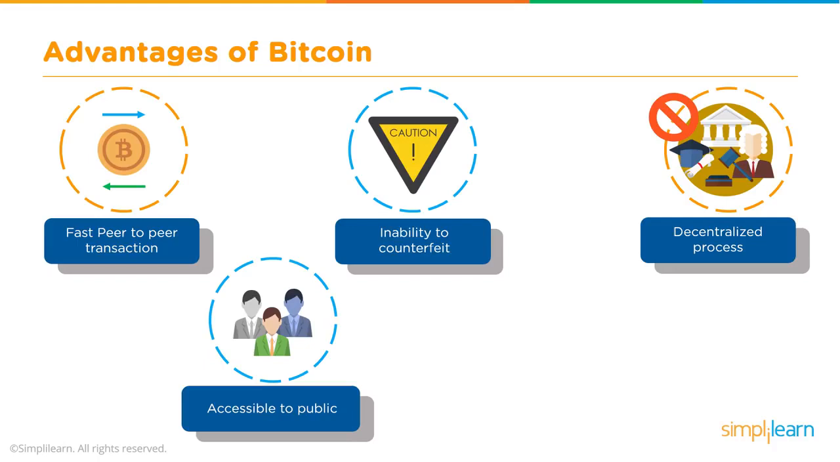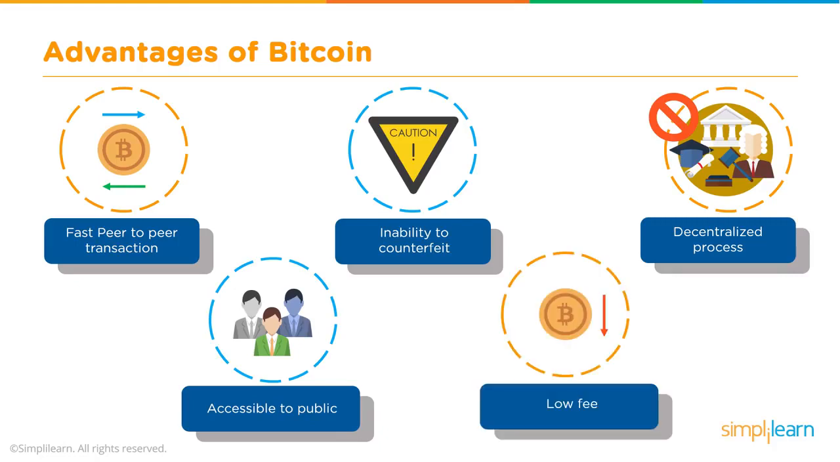All the information is accessible to the public. It is available publicly on a public ledger. Anyone can go and view the transactions and the volume of the transactions happening on the Bitcoin network. And it is a low fee transaction, comparatively low to other mediums and channels through which digital transactions are made today.